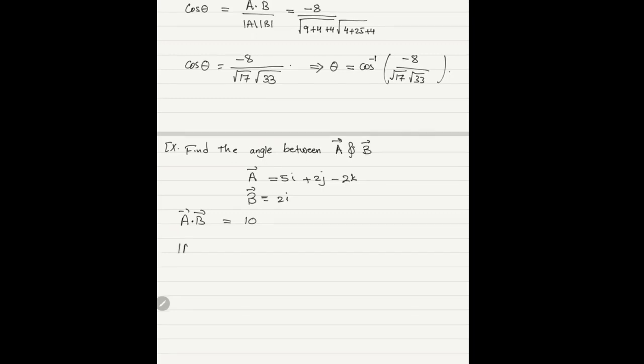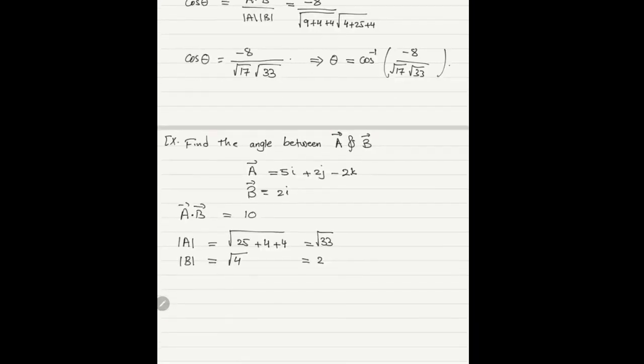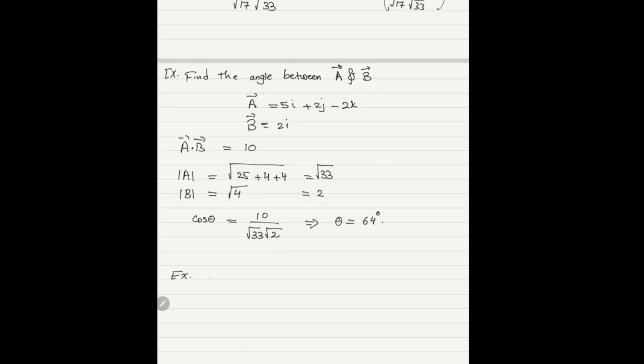Now, magnitude of A equals the square root of 25 plus 4 plus 4, so square root of 33, and magnitude of B equals square root of 4, or 2. So everything is set here. So cosine theta equals 10 divided by square root of 33 times 2, which in this case gives theta equal to 64 degrees.